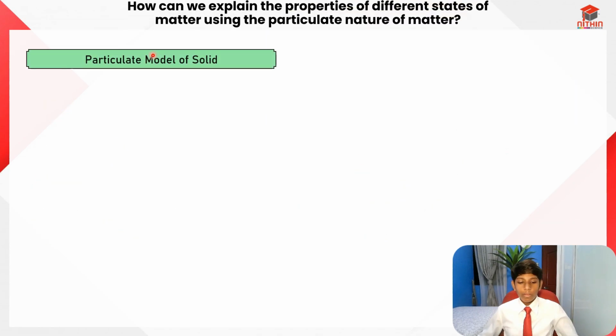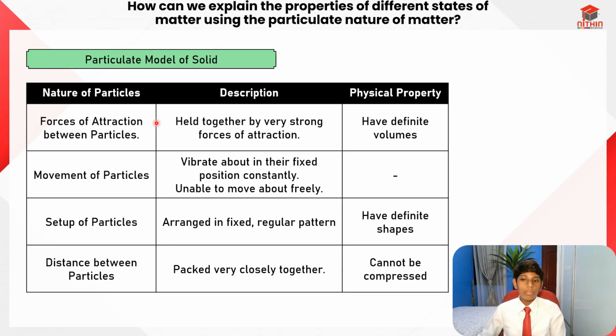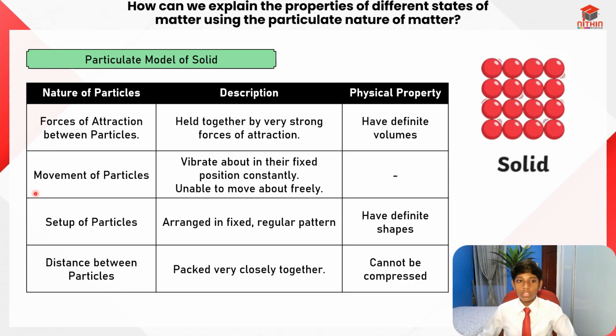Particulate model of a solid. We are going to check out the particulate model of a solid. There are some properties that we are going to look at. First of all, let's take a look at the nature of particles. There are 4 types, basically 4 segments separated for the nature of particles. First off is the forces of attraction between the particles.